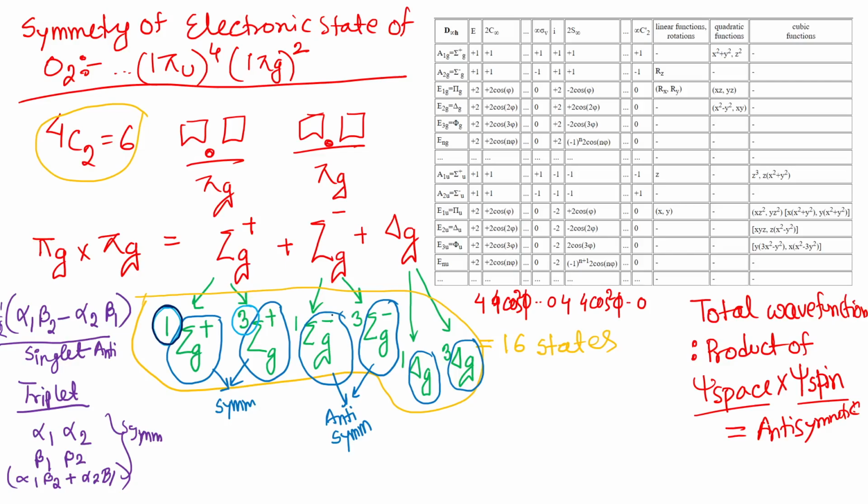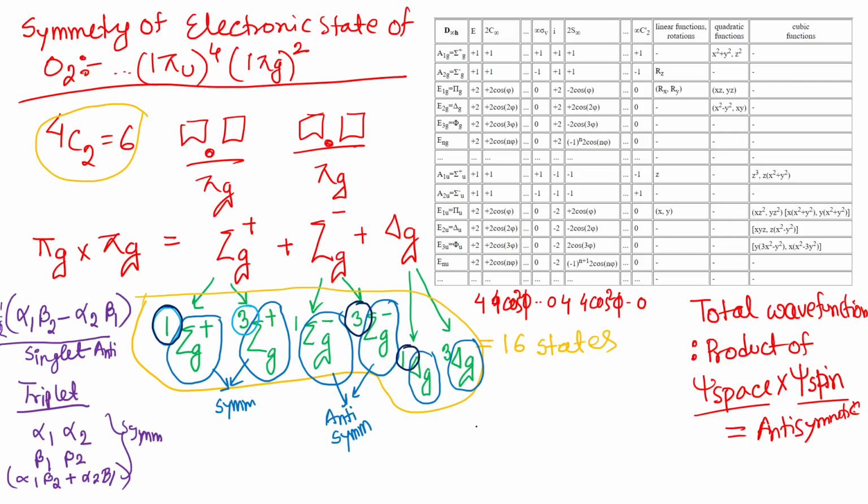Now suppose in the case of sigma g minus, my spatial part is antisymmetric. What is going to be my spin part? If the space part is antisymmetric, then the spin part will be symmetric, so the triplet part will be there. So you already have 1 plus 3, 4 states, and only these are the possible ones.